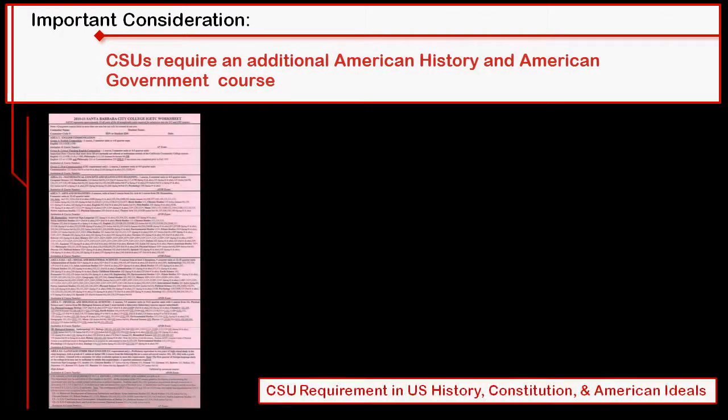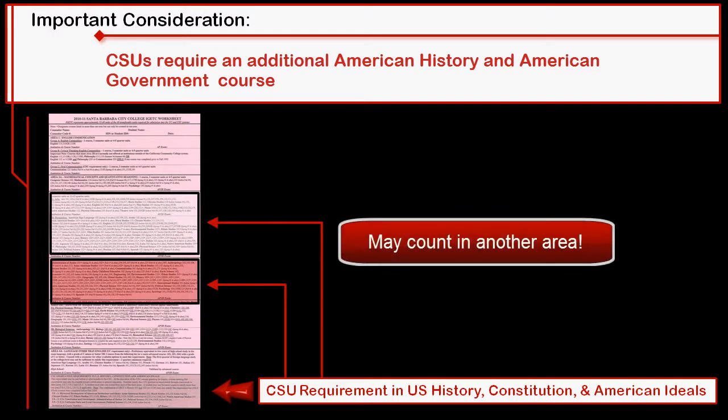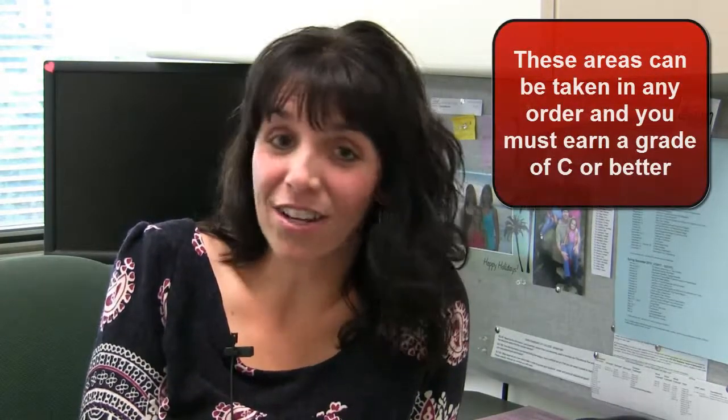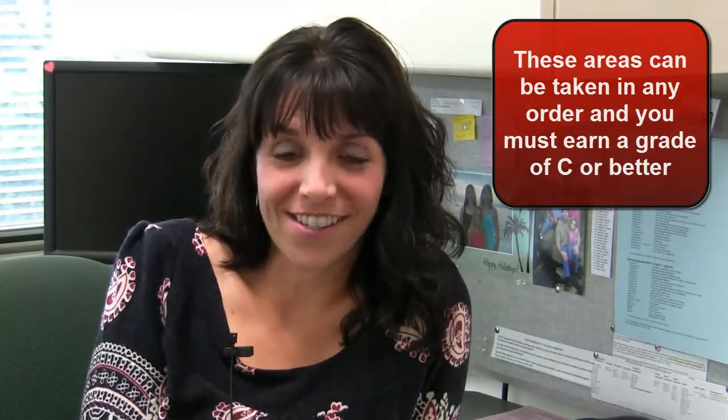Here's an important consideration when choosing courses for IGETC. If you're thinking of transferring to a CSU, they require an additional American history and an American government course. This can be met before or after transfer to a CSU. Most, but not all CSUs will also use these courses in the IGETC areas 3 and 4. See the IGETC form for more information on this requirement. So as you can see, IGETC isn't as complicated as it may seem. These areas can be taken in any order, and you must earn a grade of C or better in the courses.